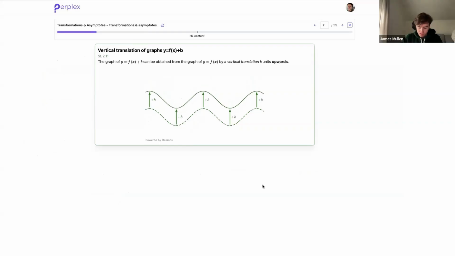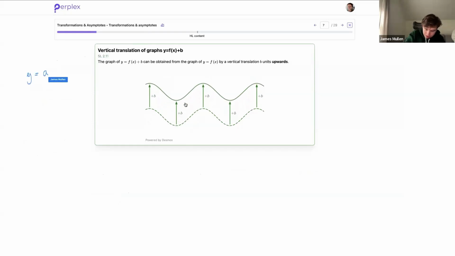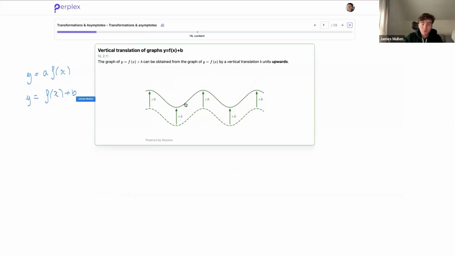Other types of transformations, vertical translations. So if instead of doing y is equal to a f of x, then I would have y is equal to f of x plus b, which means whatever y value I have, I'm just going to add b to each one, which means I'm shifting the entire graph up, or down if b is negative, by b.